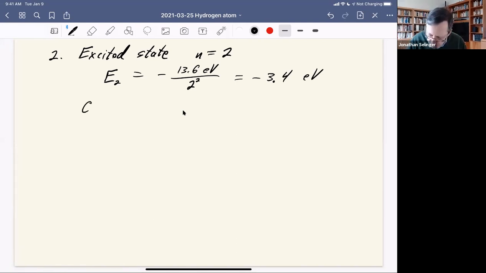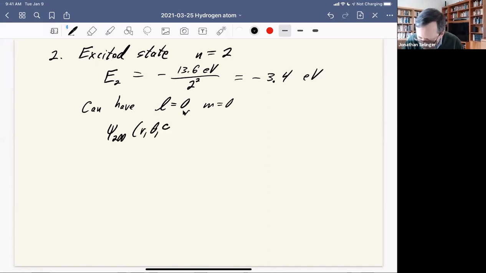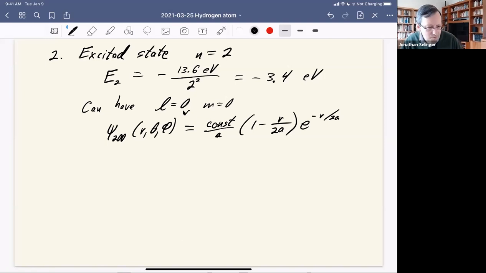And what goes along with n equals 2 is we can have l equals 0 and then m equals 0. So the wave function is psi 2, 0, 0, which is some constant over a times 1 minus r over 2a times e to the minus r over 2a times this Y 0, 0 of theta and phi, which is a constant. So this thing is spherically symmetric.